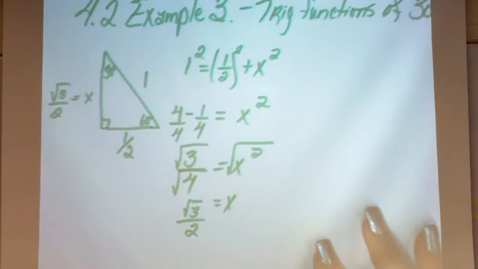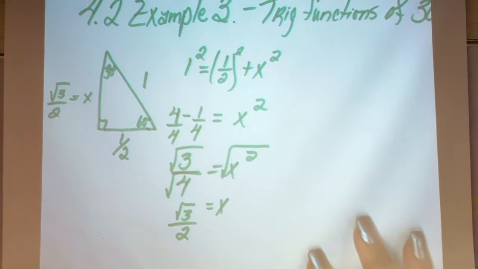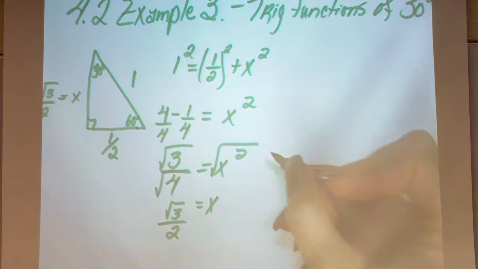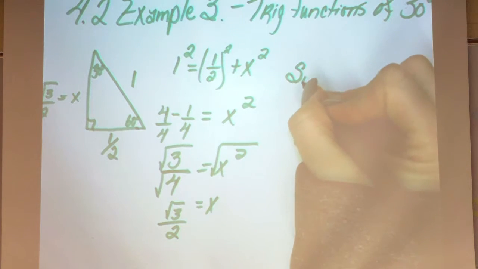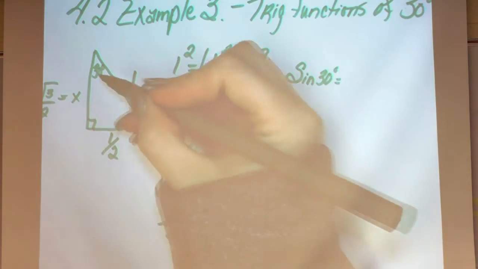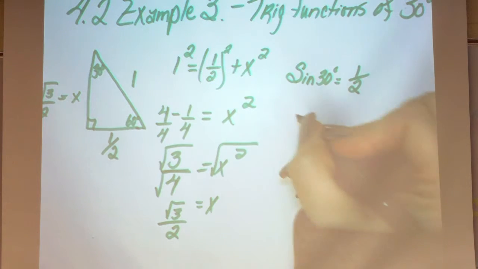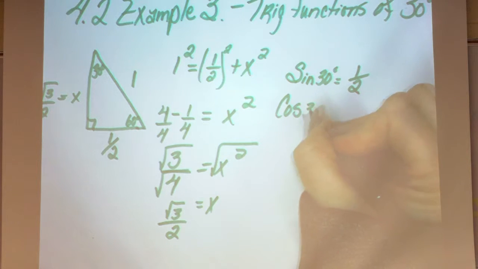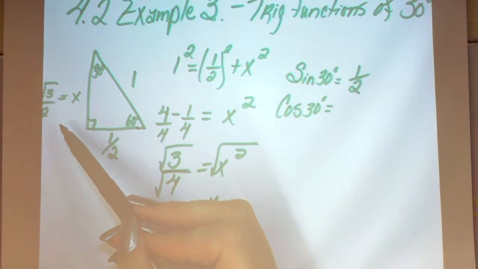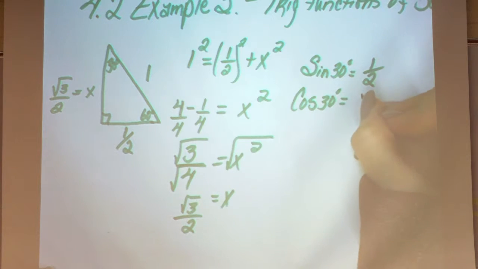Okay, so now that we know this, let's write our 6 trig functions for the 30-degree angle. We're going to start with sine. Sine of 30 is going to give us opposite over hypotenuse, so it's 1/2 over 1, or just 1/2. Then we do cosine of a 30-degree angle, and that would give us adjacent, which is the square root of 3 over 2, over 1, or just the square root of 3 over 2.